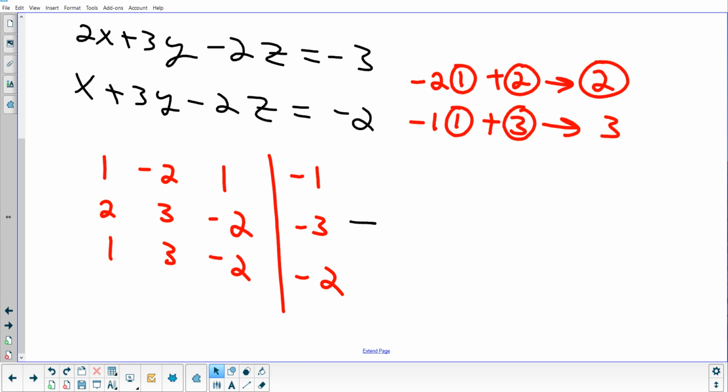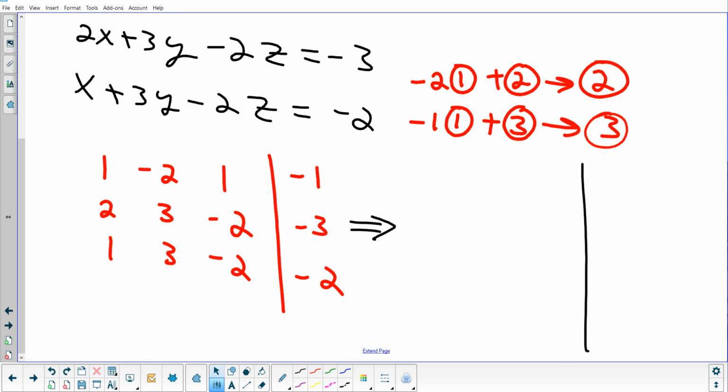Just put an arrow there to show now we're doing a step. And these are the two steps we're going to do to get what's here. What row isn't changing in this step? The first, yeah, row 1 is not being replaced with anything. In fact, once you get a 1 in the upper left, it stays the same for the entire problem. So we're going to have 1, -2, 1, -1.